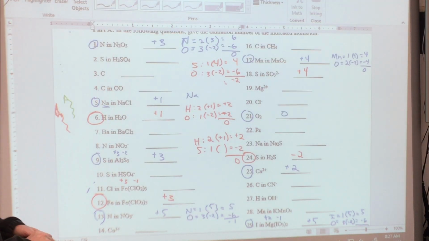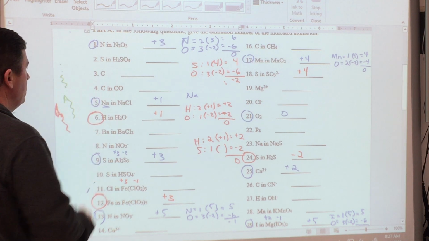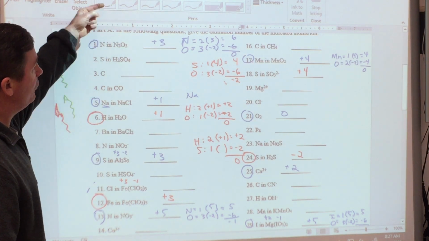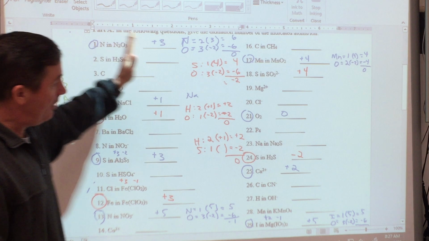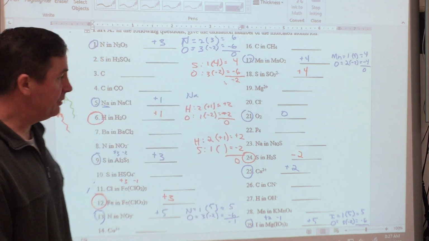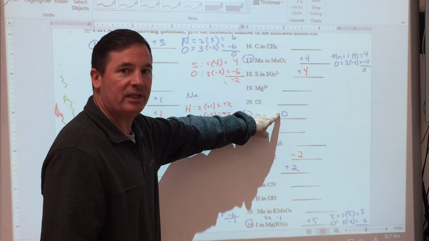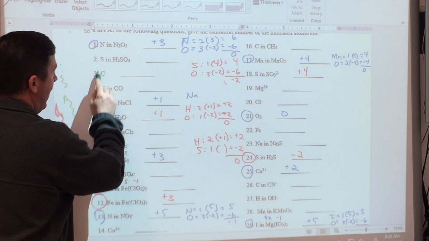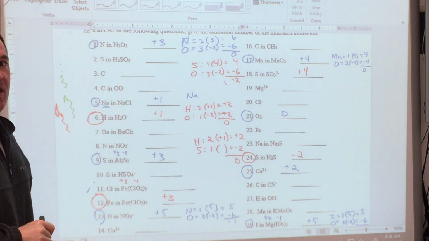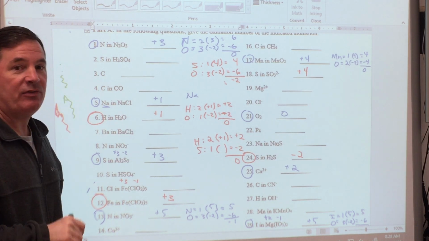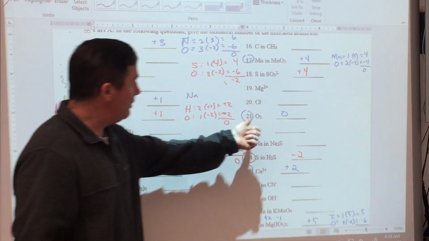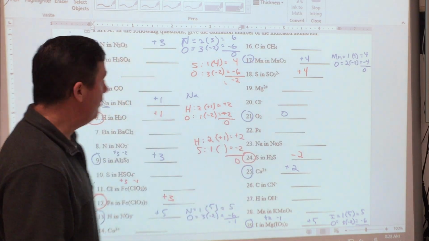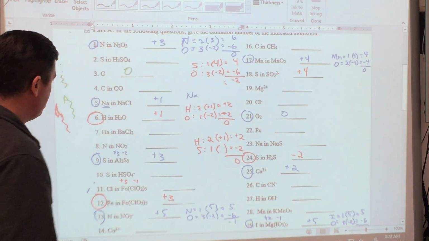Number 3, and hopefully I can use green. So, all the rules are up there. A fair number of people are getting these wrong. A lot of people had -4 here or -2. Remember, the rule is if you have an atom by itself, it's going to be 0, even if it's combined with itself, that's 0.